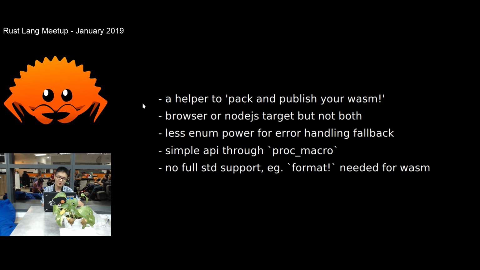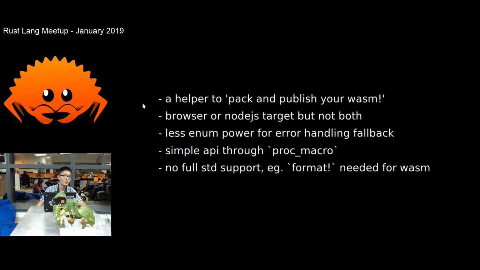So with this, you have less enum power, like error handling fallback. I don't think you can use Result. You return a result string and then with a structure for error. So you can't do that. You have less use of the Rust way to do error handling, like the fallbacks, propagating errors in the Wasm for JavaScript parts.